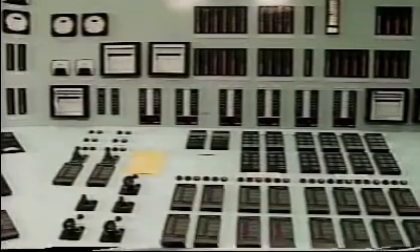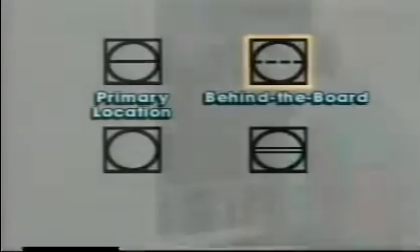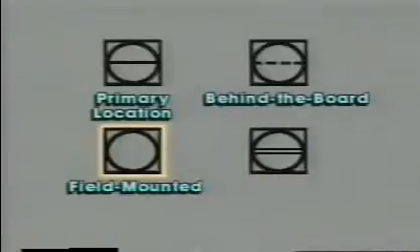The presence or absence of lines within the symbol gives you information about the location of the device. A single line through the center indicates that the controller is in a primary location, usually the central control room, and is accessible to the operator. A broken line indicates a location behind the panel that is usually not accessible to the operator. No line indicates that the device is field-mounted. A double line indicates an auxiliary location.